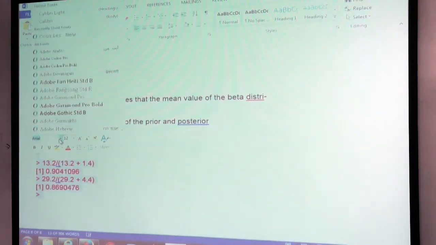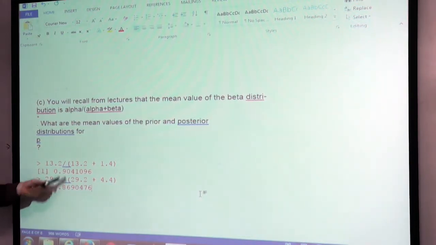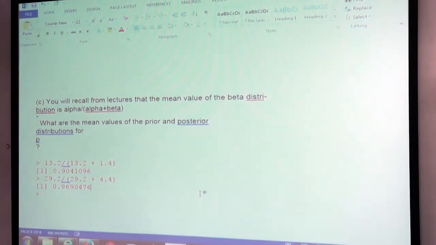Make it red, make it Courier New, and we're done. You'll notice I don't need to say the mean of the prior distribution is alpha over blah blah. Look, if you do this, you've got the answer right. Don't waste time. It's not a primary school English exam. Next question.